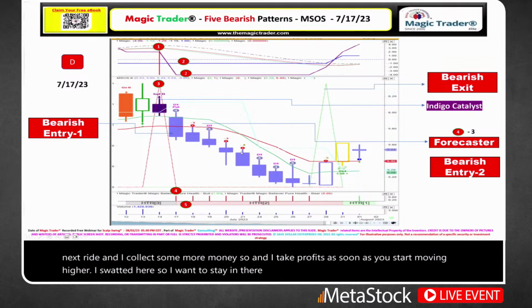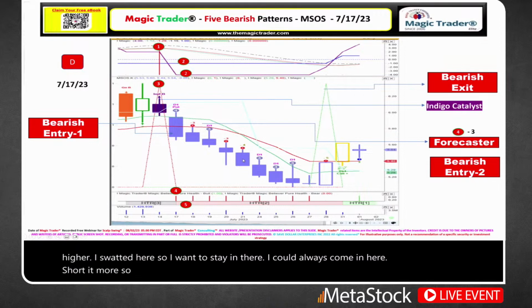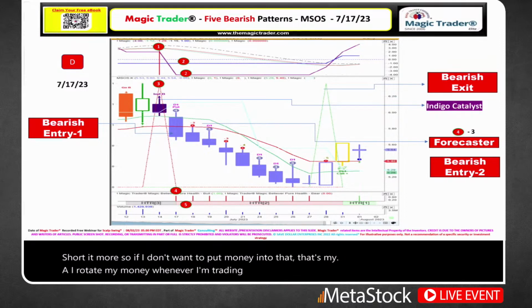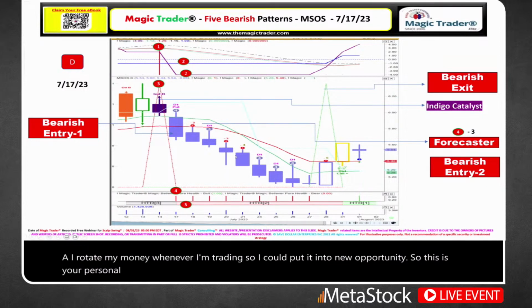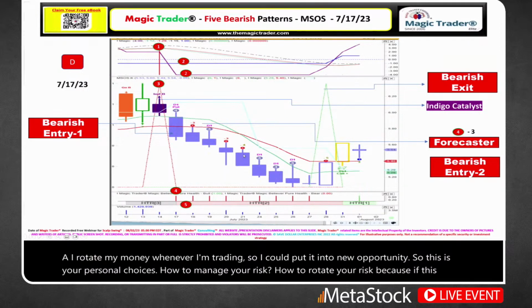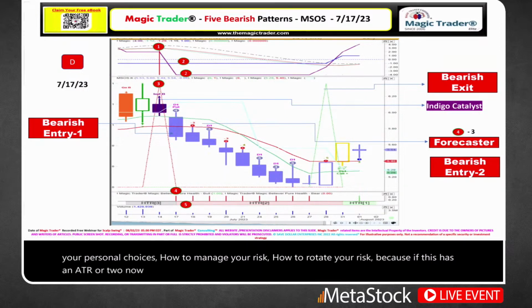I could always come in here and short it more. If I don't want to put money into that, I rotate my money whenever I'm trading, so I could put it into a new opportunity. This is your personal choice, how to manage your risk, how to rotate your risk. Because if this has an ATR of $2 and the other one has $1, I want to get out of the $1 one. At that time, it's okay.